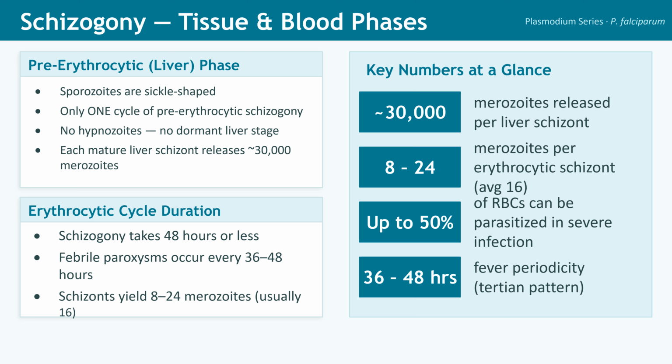Now let's learn about the different phases of the parasite. During the pre-erythrocytic phase, or schizogony, the sporozoites of the parasite are sickle shaped, and the tissue phase consists of only a single cycle of pre-erythrocytic schizogony. There are no hypnozoites present, and the mature liver schizont can release about 30,000 merozoites.